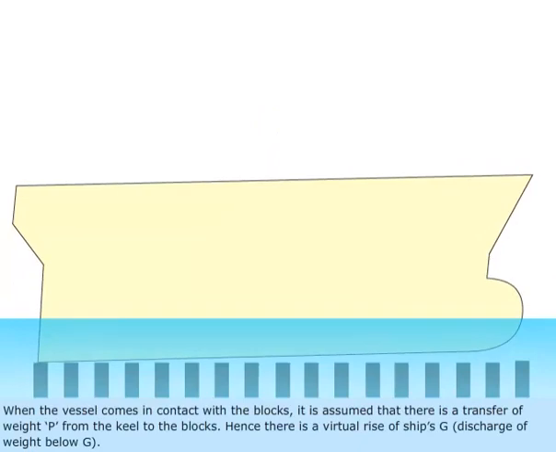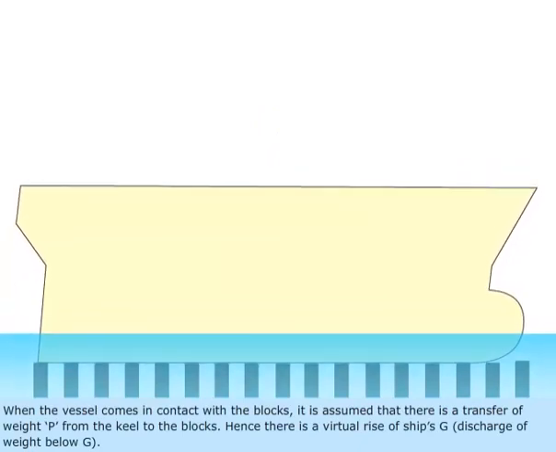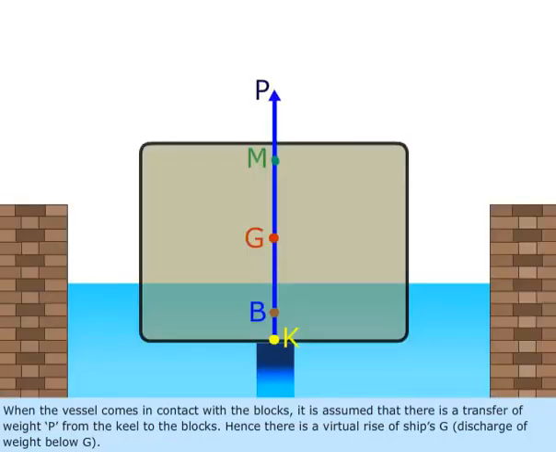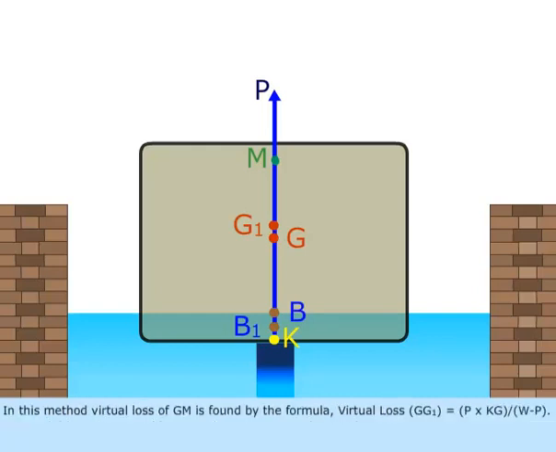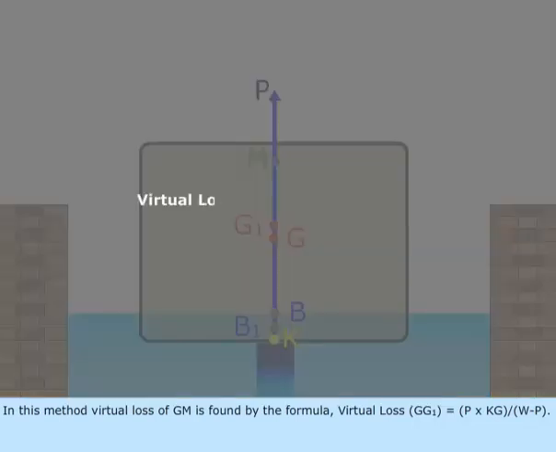When the vessel comes in contact with the blocks, it is assumed that there is a transfer of weight, P, from the keel to the blocks. Hence, there is a virtual rise of ship's G, discharge of weight below G. In this method, virtual loss of GM is found by the formula virtual loss GG sub 1 equals P times KG divided by W minus P.